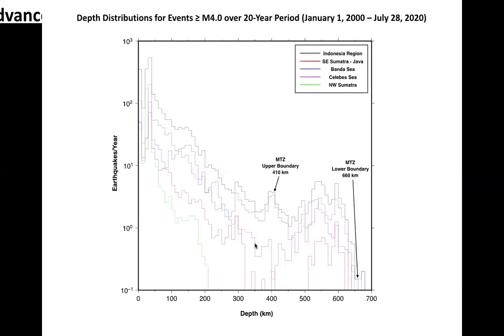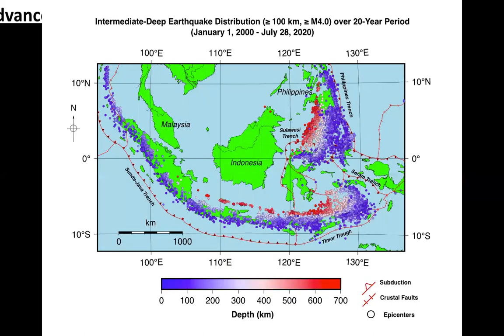But the important thing to remember as well is that as these intermediate and deep earthquakes trace the geometry of subducting slabs, we should be able to see these in cross-section. So first, how are these intermediate and deep earthquakes distributed spatially? From our graph, we got a bit of an idea, but subduction is clearly concentrated within the Sunda-Java Trench near the Timor Trough in the Banda Sea region, where there's a complex geometry, and also in the Celebes Sea region between Sulawesi and the southern Philippines.